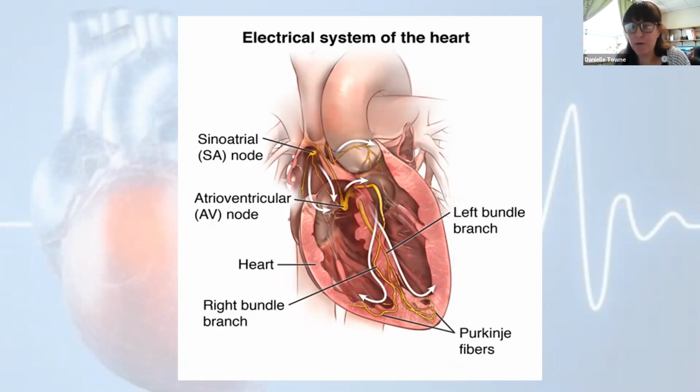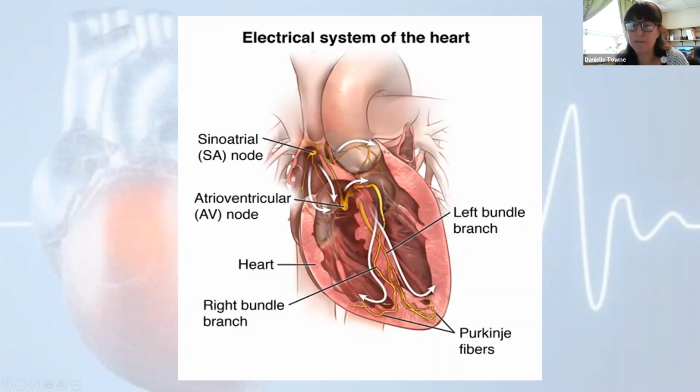An electrical impulse is going to travel from the SA node, the sinoatrial node, located in the right atrium, through the walls of the atria and cause the right and the left atrium to contract. That impulse then moves down through the AV node, located between the atria and the ventricles. And then it travels down through the bundle branches to the Purkinje fibers located in the ventricles.